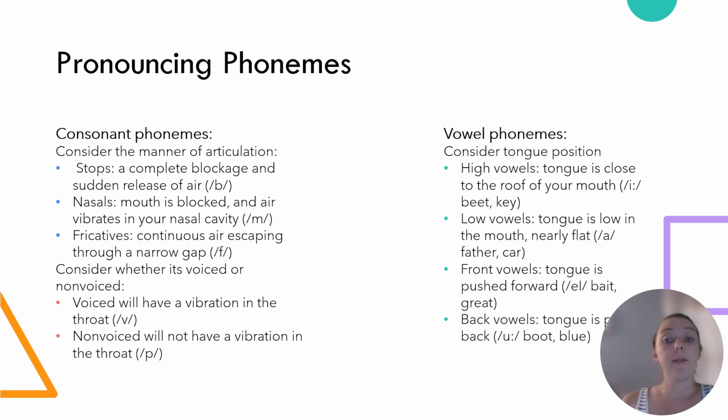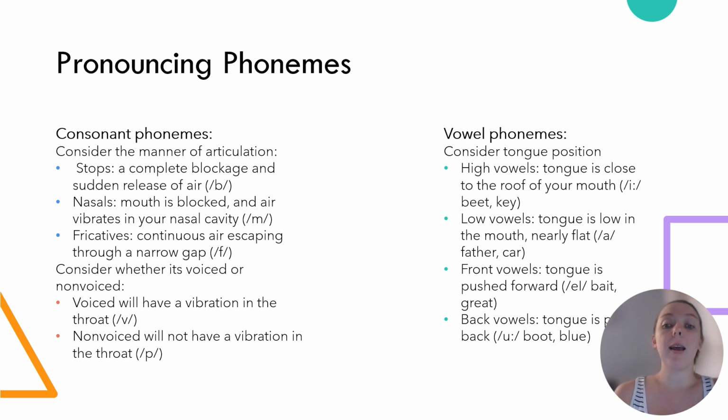Now let's look at vowel phonemes. With vowel phonemes, as I said previously, there's mostly no obstruction to the airflow. So your mouth is for the most part going to be open and you're going to be thinking about tongue positioning. With vowel phonemes, the first one we have to consider is high vowels. And this is where the tongue is close to the roof of your mouth. An example of this is the E. E. You feel that? The tongue is going to be close to the top of your mouth.